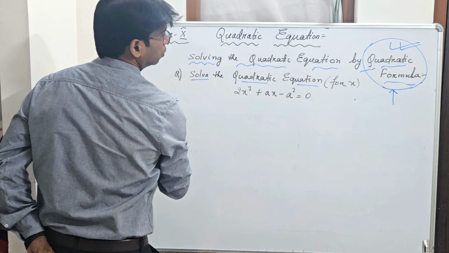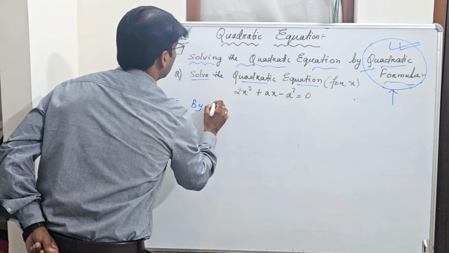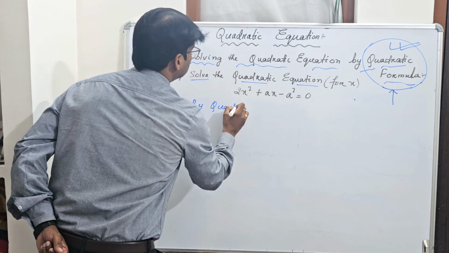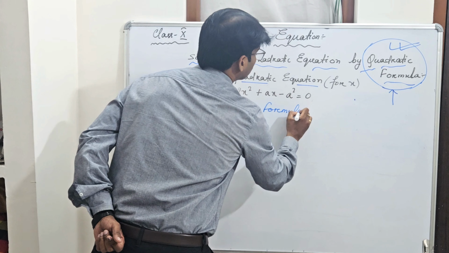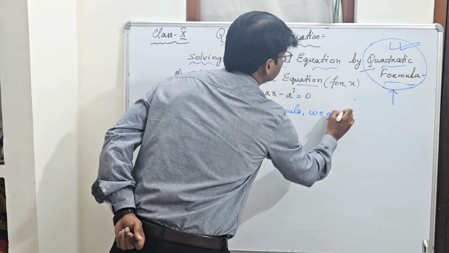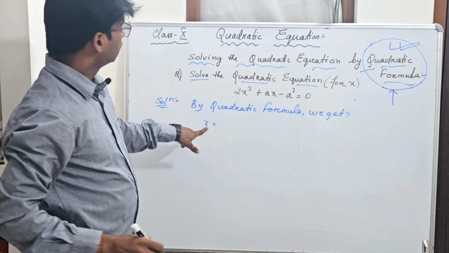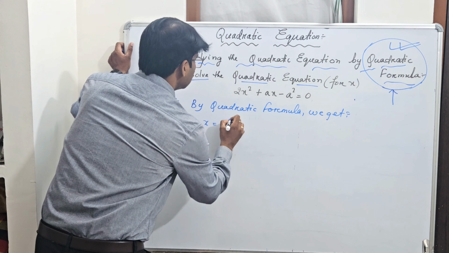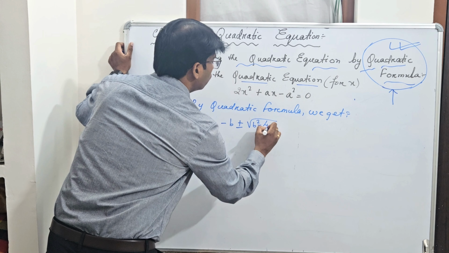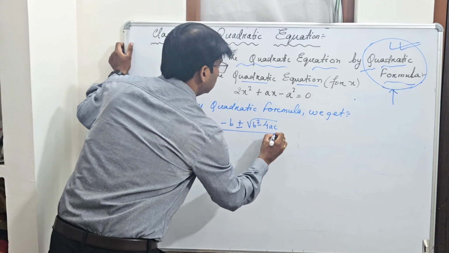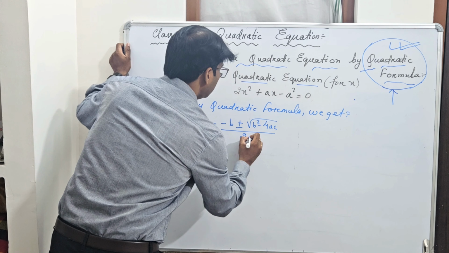Okay, so let us see how to write this. By quadratic formula, we get the quadratic formula is what? The value of x is given by what? Minus b plus minus square root of b square minus 4ac, and you know this one is the discriminant, and we will be finding the square root of the discriminant, and whole divided by 2a.